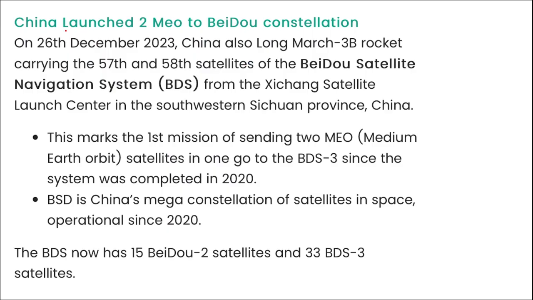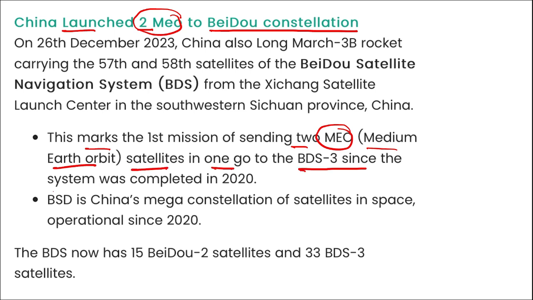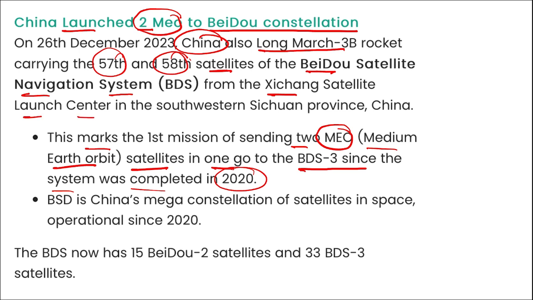Next is China has launched 2 MEO satellites to the Baidu constellation. Right? MEO is your medium Earth orbit. This is the first mission of sending 2 medium Earth orbit satellites in one go to the BDS-3 since the system was completed in 2020. So coming back, China used their Long March 3B rocket carrying the 57th and 58th satellites of the Baidu satellite navigation system from the Shenzhen Satellite Launch Center in China. Correct? So this was launched by China, 2 satellites for the Baidu constellation.